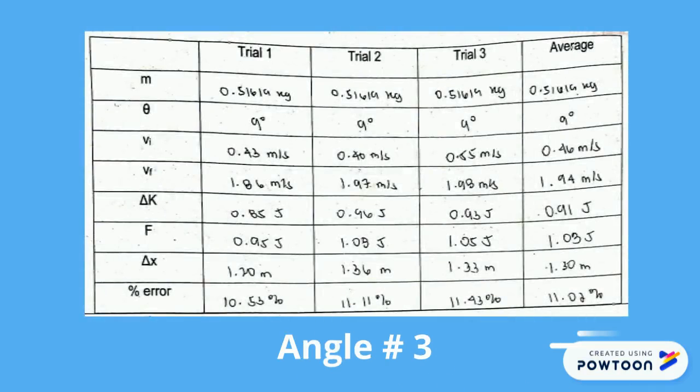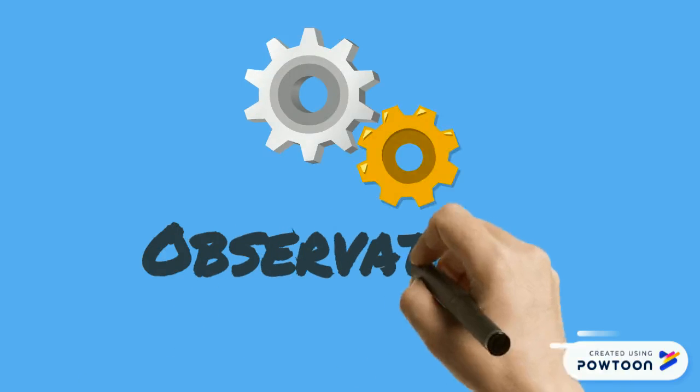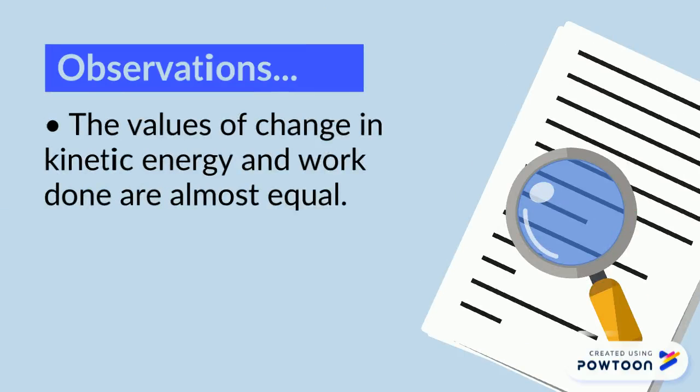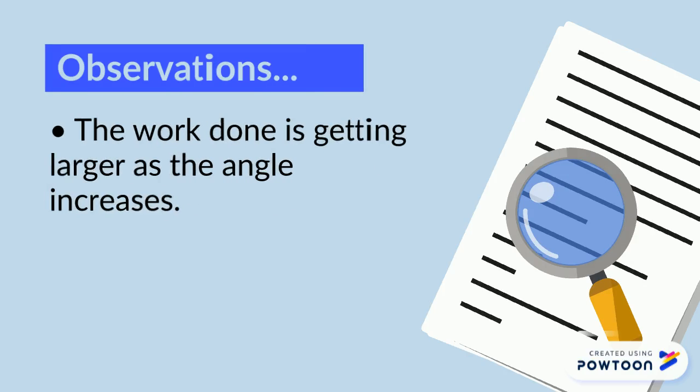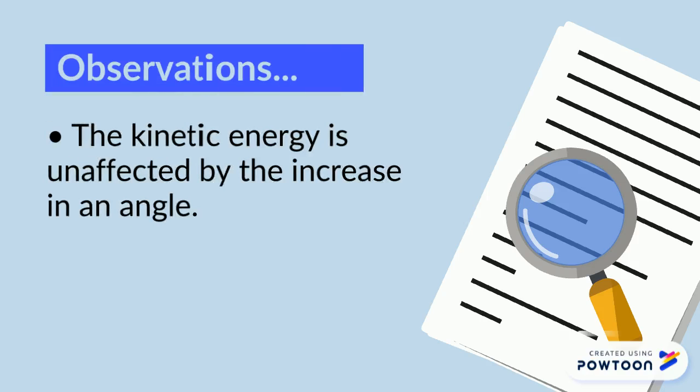The last table presents the work done by the force of gravity on the dynamic cart and the change in kinetic energy at a 9-degree angle. The values of change in kinetic energy and the work done are almost equal. The work done is getting larger as the angle increases. The kinetic energy is unaffected by the increase in angle.